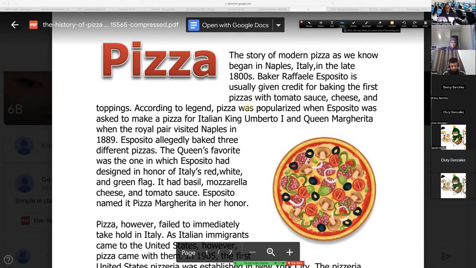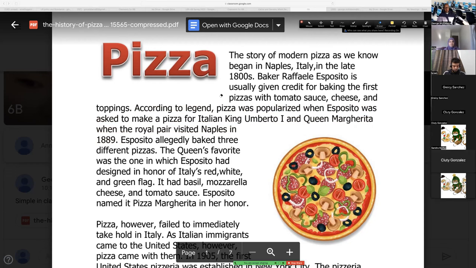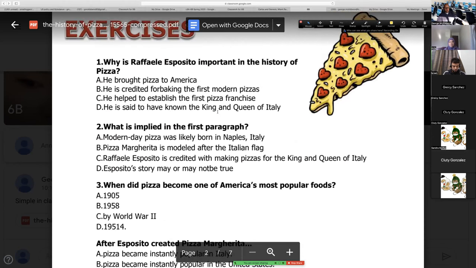I think it was popular when Esposito was asked to make pizza for Italian King Umberto and Queen Margarita. Yeah, that is correct. It goes into King Umberto and Queen Margarita. Now, it does say the first pizzas with the tomato sauce and cheese. That's implied it's the first modern pizza, but the correct answer is D.